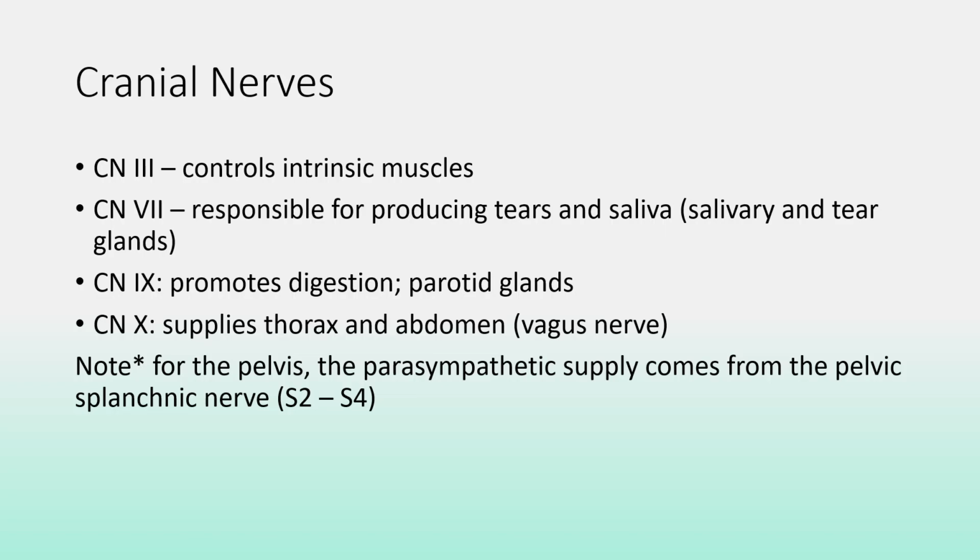So let's move on to the cranial nerves, which control a majority of the parasympathetic nervous system. So cranial nerve number 3 controls the intrinsic muscles. Number 7 is responsible for producing tears and saliva as it's associated with the salivary and tear glands. Nerve 9 promotes digestion, so it's associated with the parotid glands. And number 10, which is, I think, the most important, the vagus nerve, supplies the thorax and abdomen and does most of the work. Note that for the pelvis, the parasympathetic supply comes from the pelvic splanchnic nerve S2 to S4.